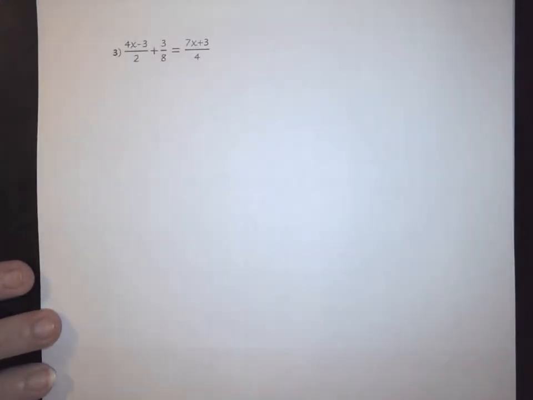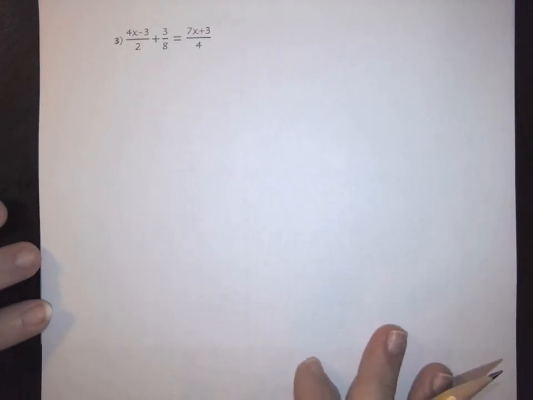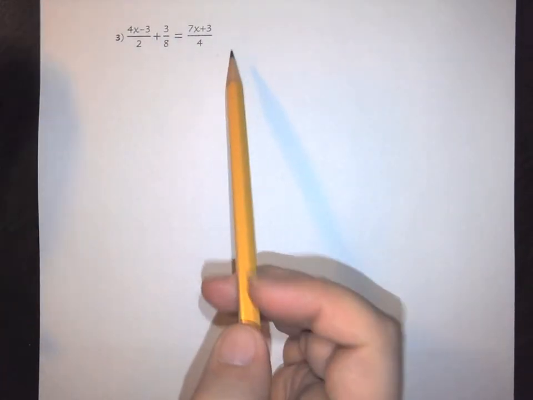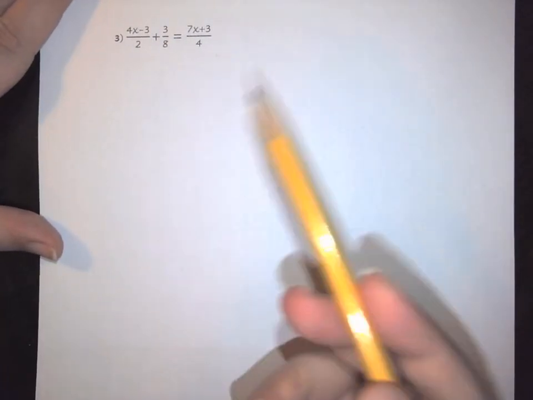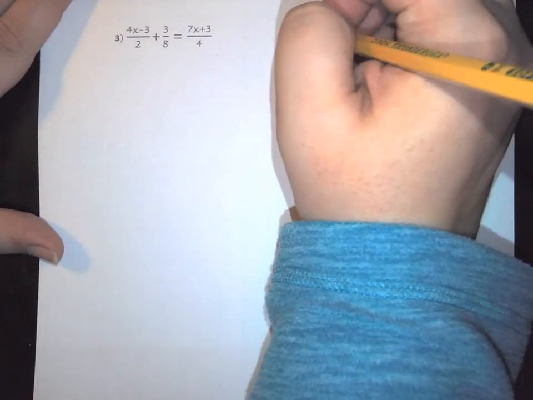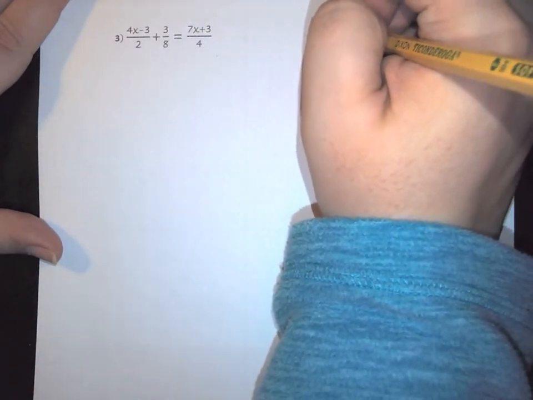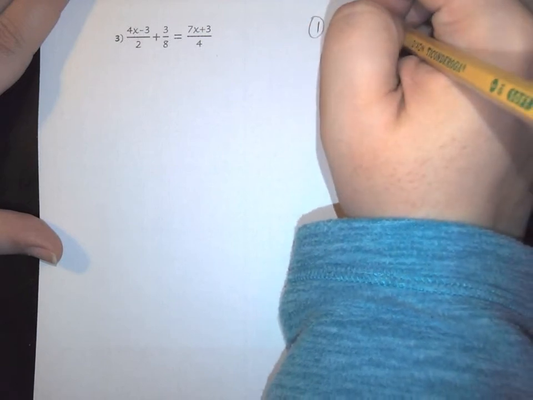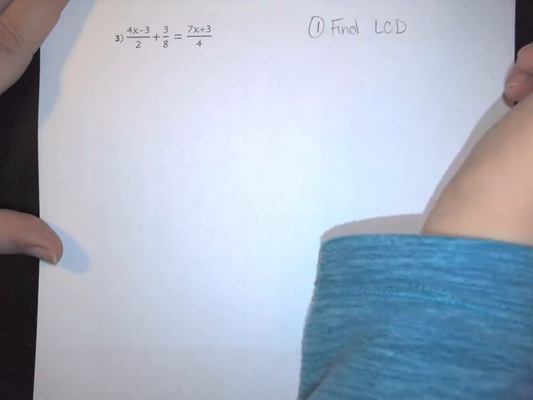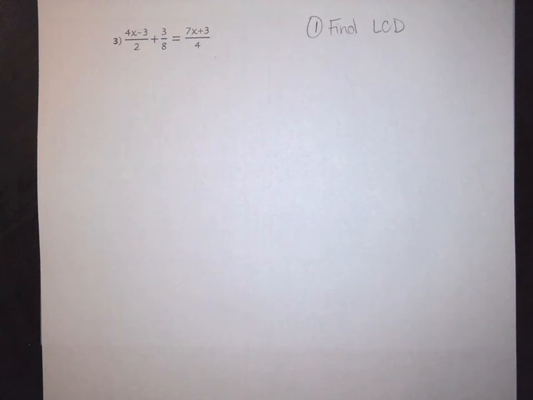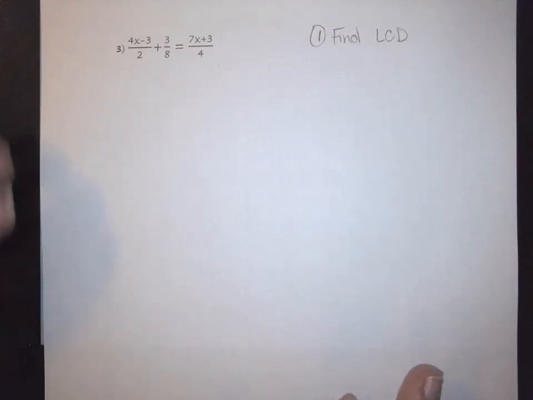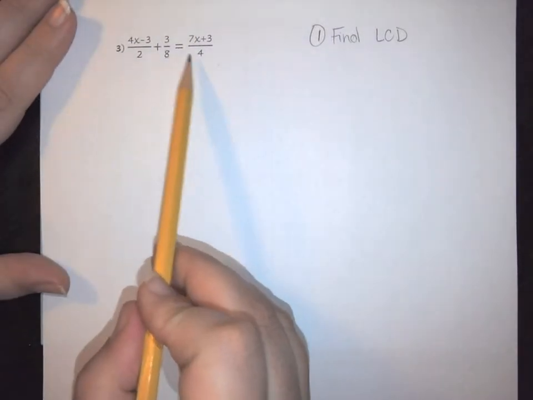Now the last thing that I see a lot of, at least that seems to bother a lot of students, is when we have fractions here. So when we have fractions, the rule is going to be the same. However, the first thing that we have to do is find your LCD, or lowest common multiple. Okay. So in this case, I have the numbers 2, 8, and 4.